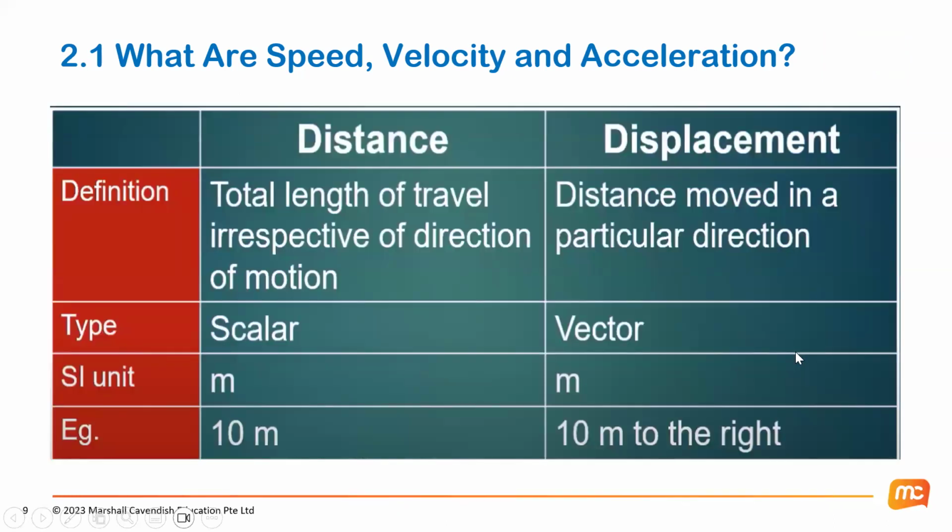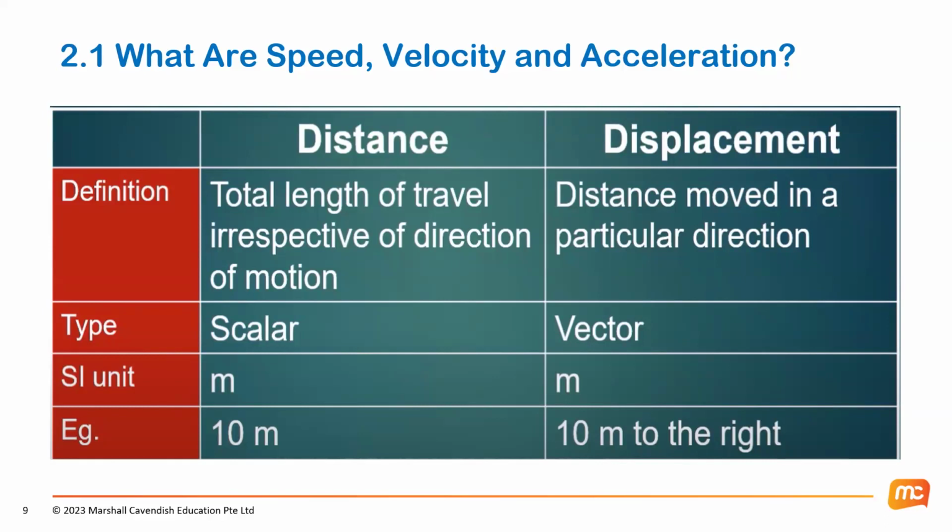Okay, so let's do a table to sum up the difference between distance and displacement. Distance is the total length covered by an object, irrespective of the direction. But displacement is the distance traveled only in a particular direction. For distance, it's a scalar. The direction of movement doesn't affect anything, so there is no negative distance. But for displacement, it's a vector quantity, so the direction matters. When I move in the opposite direction, it becomes a negative displacement. For both distance and displacement, the SI unit is meters.